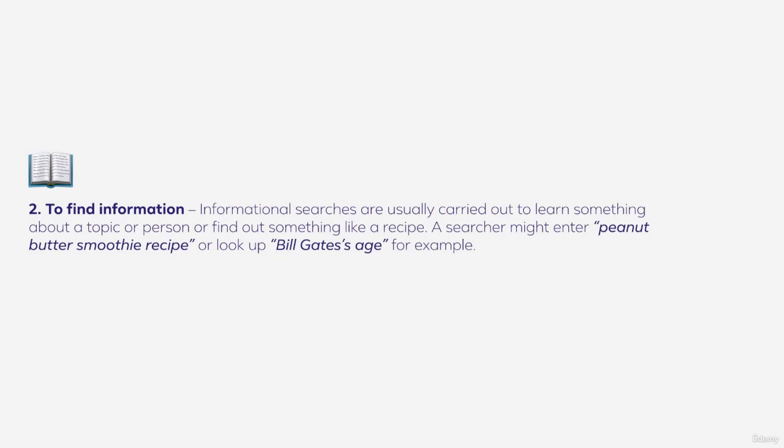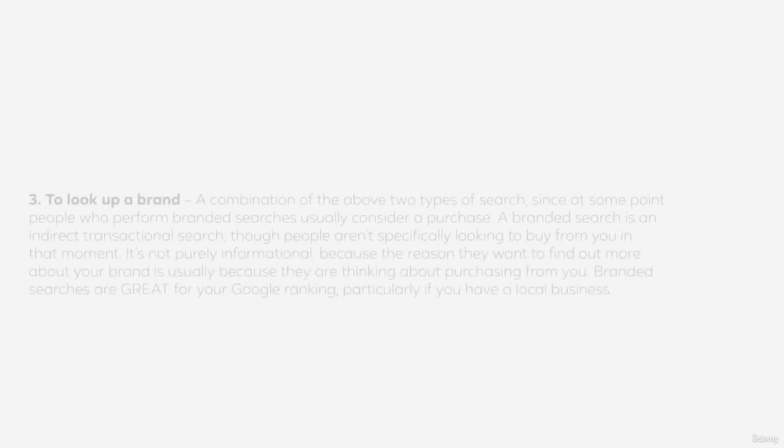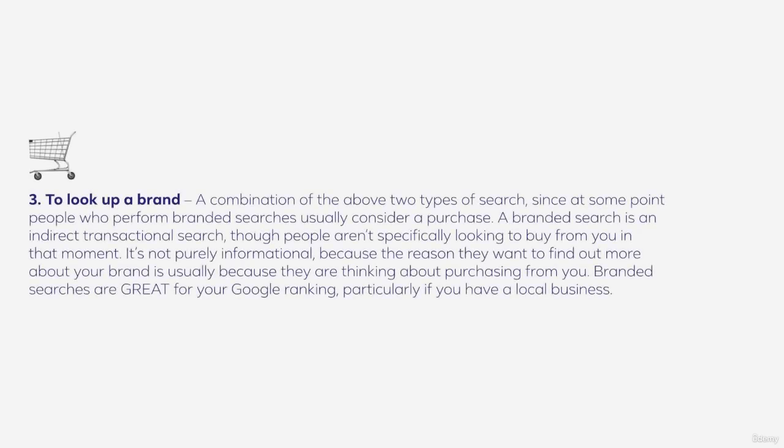A searcher might enter peanut butter smoothie recipe or look up Bill Gates' age, for example. 3. To look up a brand. A combination of the above 2 types of search, since at some point people who perform branded searches usually consider a purchase. A branded search is an indirect transactional search, though people aren't specifically looking to buy from you in that moment. It's not purely informational because the reason they want to find out more about your brand is usually because they're thinking about purchasing from you.